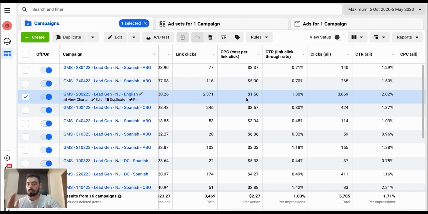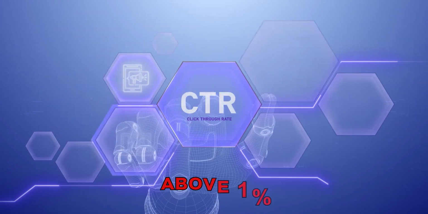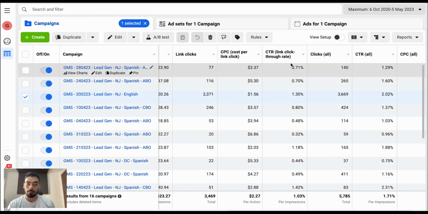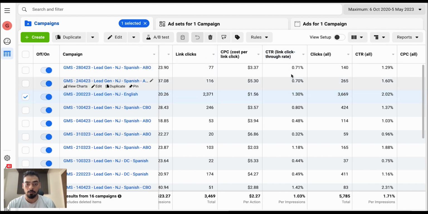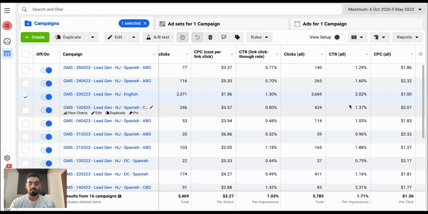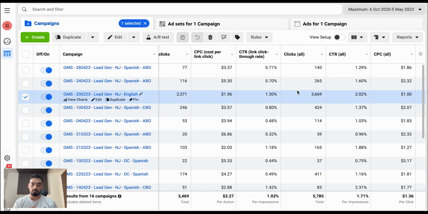So you have to keep an eye on the CPC as well as the CTR. CTR, if it's above 1%, I would say that's absolutely great. Anything above 1% is considered a good CTR. You can see these two campaigns, right? For these two campaigns, the CPC is awful, the CTR is awful, and that's why the cost per result is awful. So that's the main difference. If you have a really good CPC and CTR, your cost per result is going to be under control.